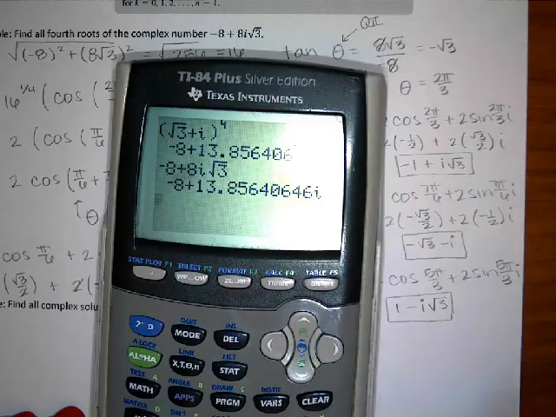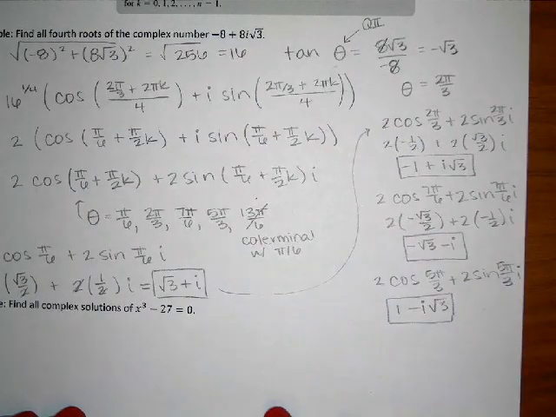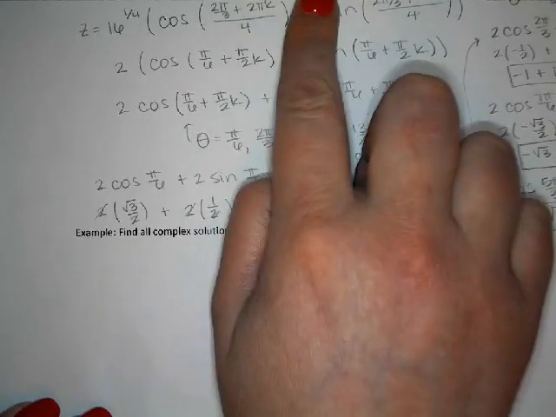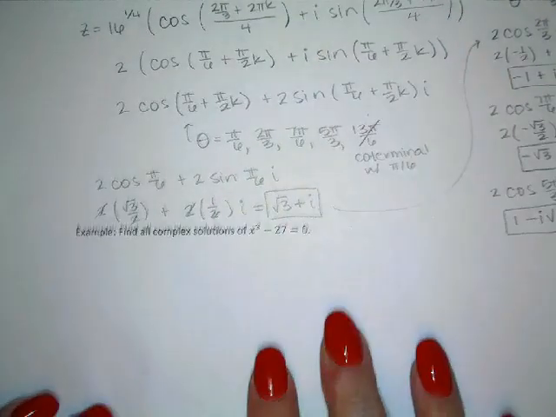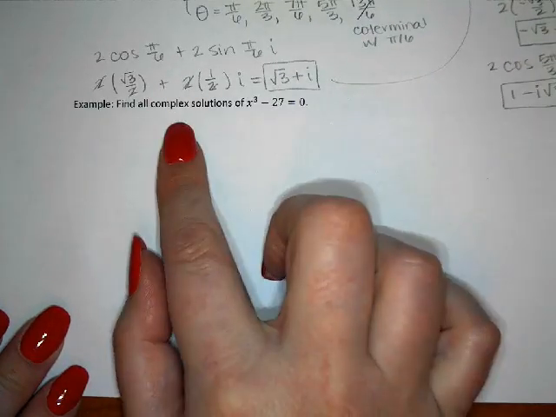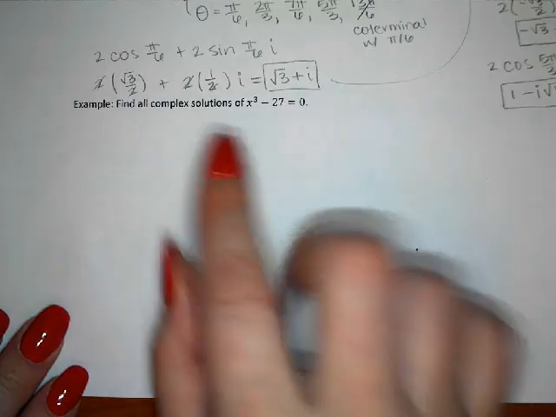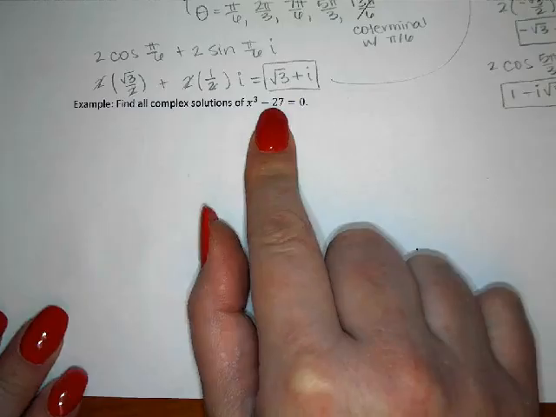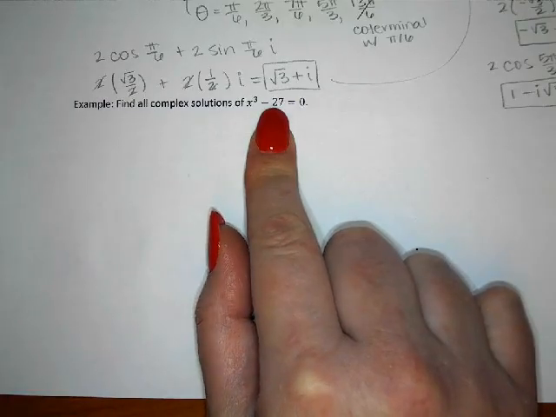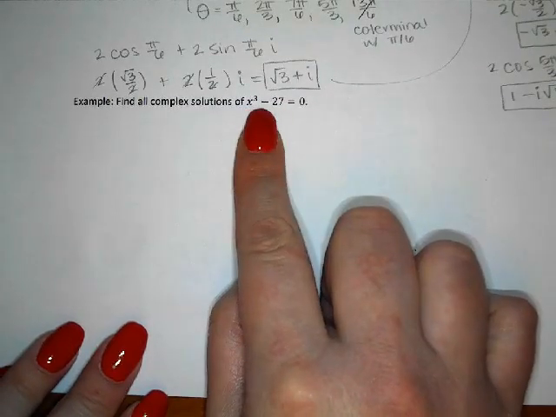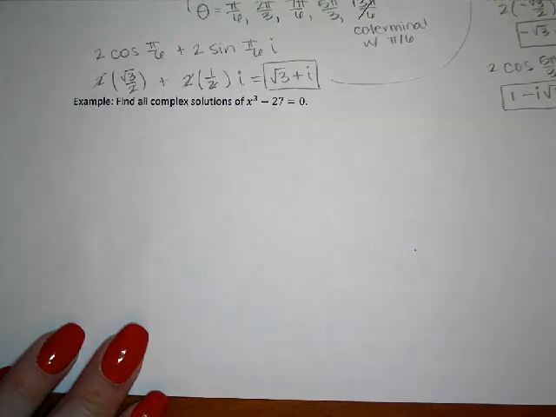Okay, so that's one way we can find the root of a complex number. This is a different asking of the problem, but the process is very, very similar. So it says find all complex solutions of x to the third minus 27. And this is a problem that we could have done earlier on in math. We just would have had to do it a different way. So x to the third minus 27, we can solve by factoring. We would factor it using the difference of cubes, which has a special formula.